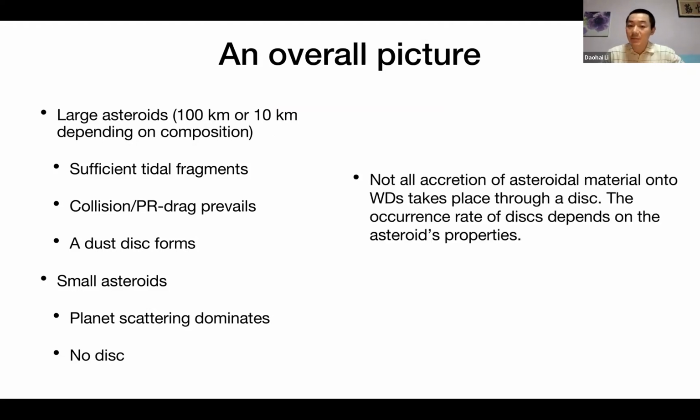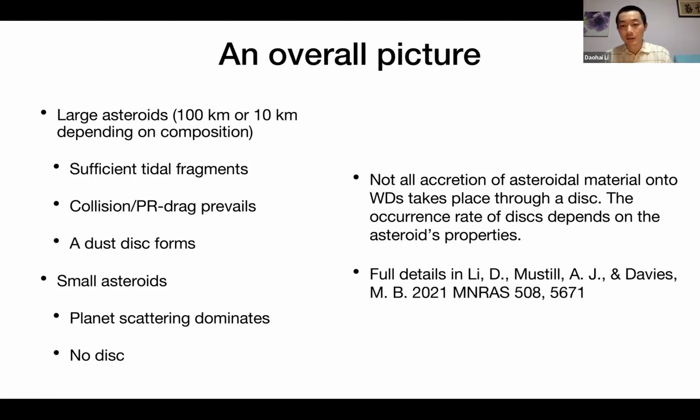So to summarize, not all accretion of asteroidal material onto the white dwarf takes place through a disk, and the occurrence rate of disks depends on the asteroid properties. And for the full results, you can check this work.